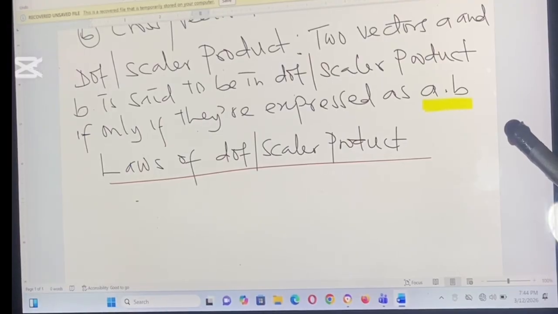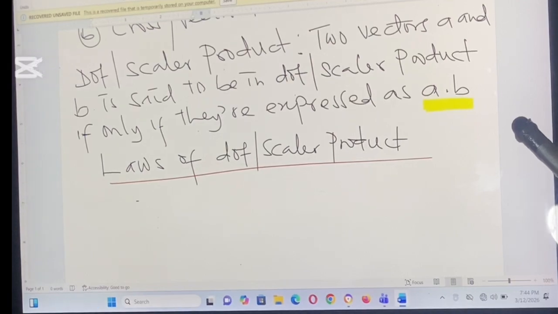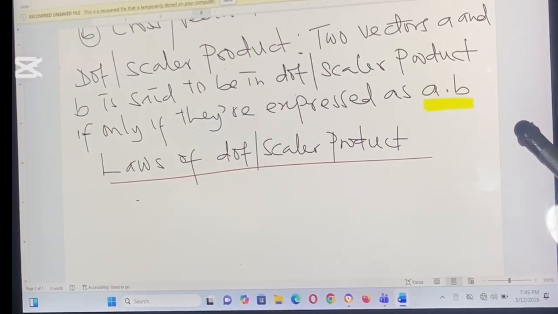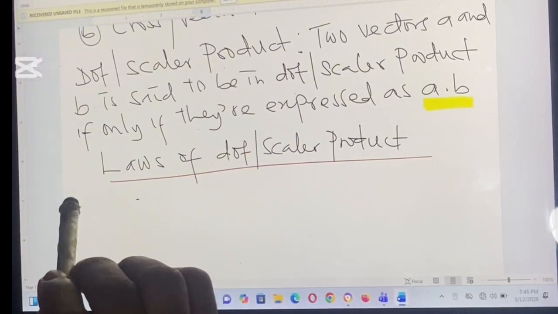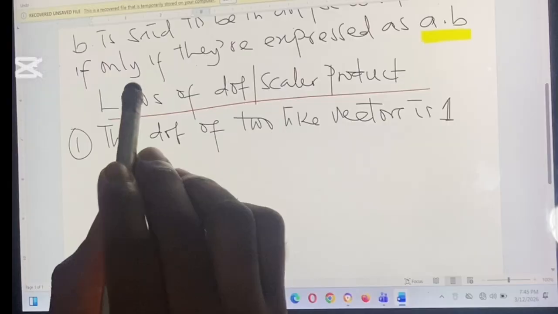Okay, now let's consider the laws here. Please write. The law states that the dot of two like vectors is 1. So whenever you dot the same vector, the result must be 1. So we have the first law here. Let's represent this mathematically.